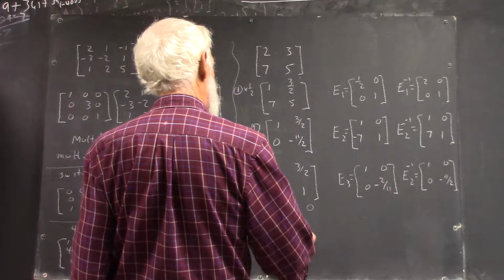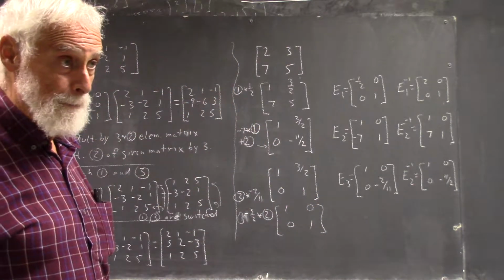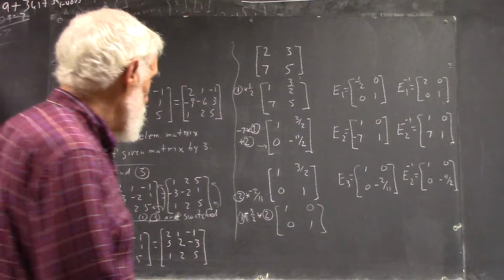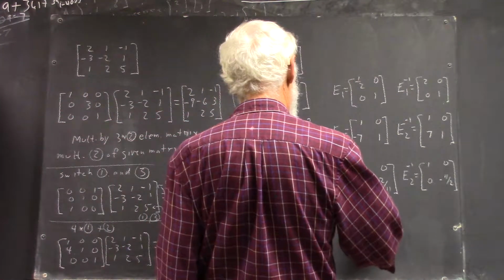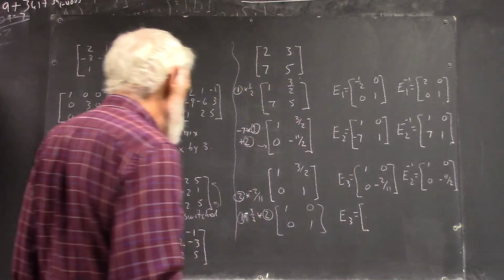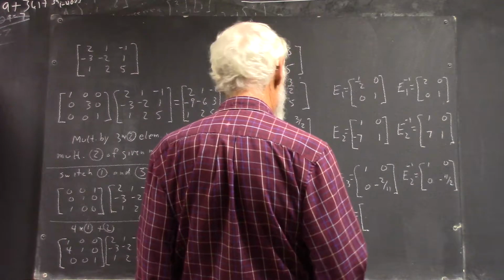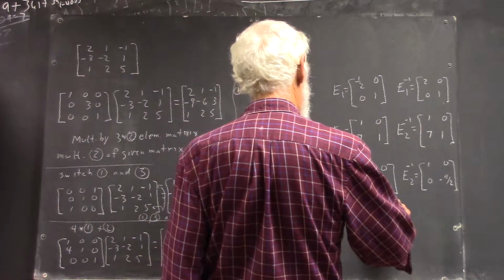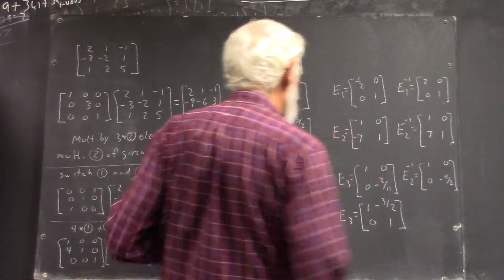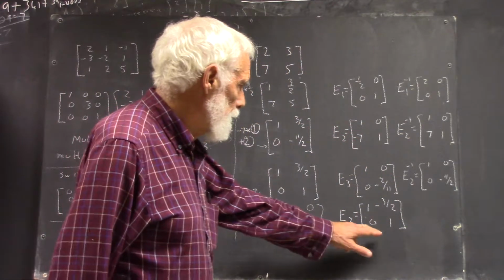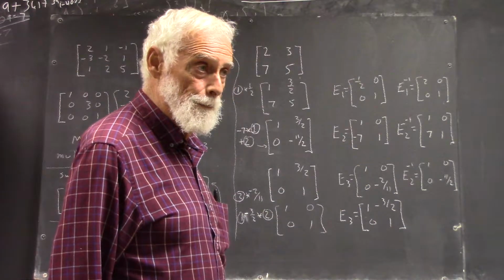Which will give us 1 0 0 1. There's the identity. So we reduce this matrix to the identity. Okay? And our E3 is what? It's 1, -3/2, 0, 1, because we're adding -3/2 of the second row of the identity to the first. Okay?